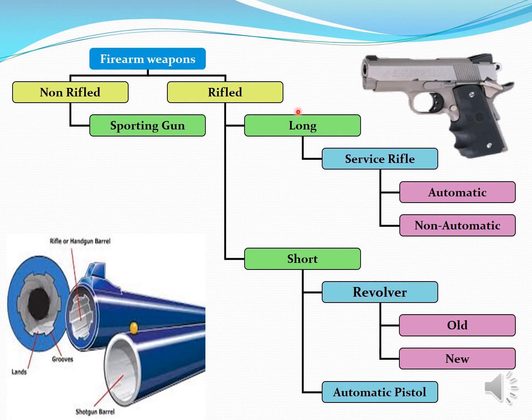Rifled weapon is classified into two main types: long and short weapons. Long weapon is called surface rifled weapon. There are two subtypes of surface rifled: automatic and non-automatic. The other type is short, subdivided into two main groups: revolver and automatic pistol. Revolver is subdivided into two types, old and new, and we will take the difference between the different types.